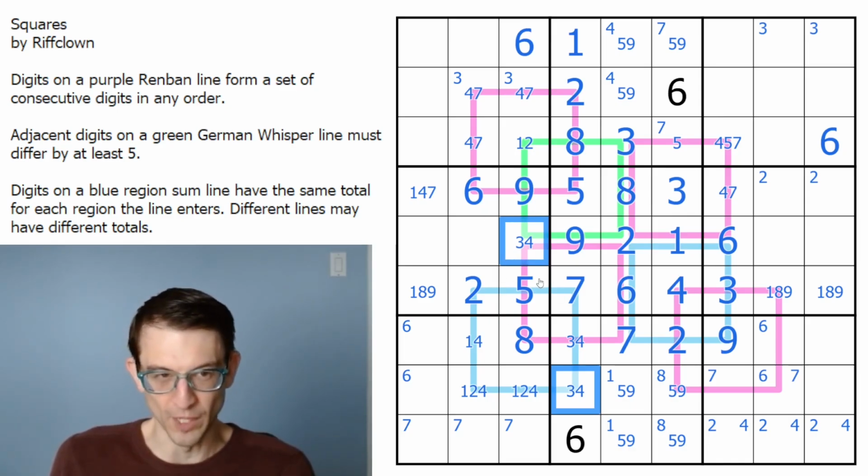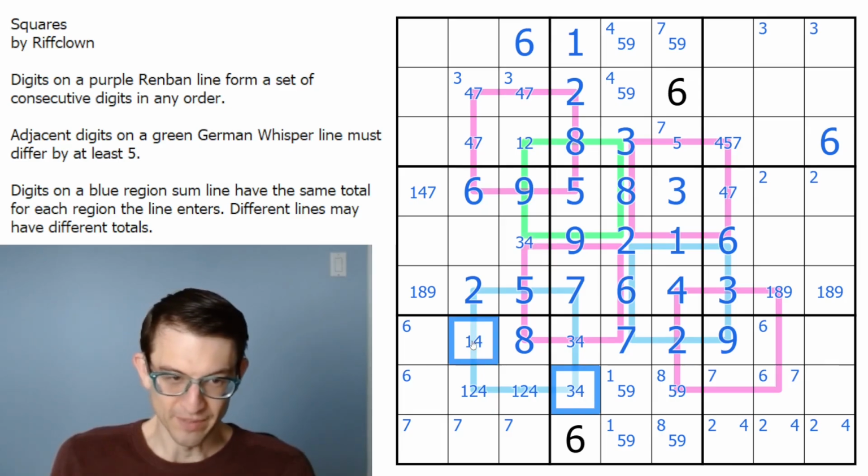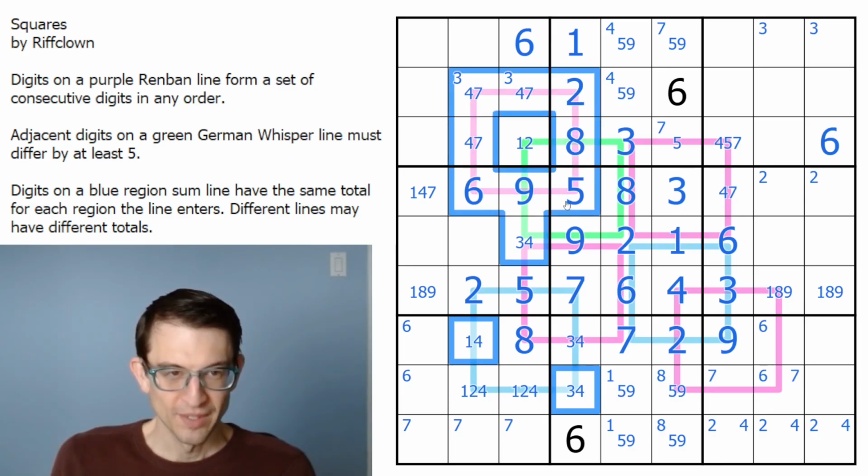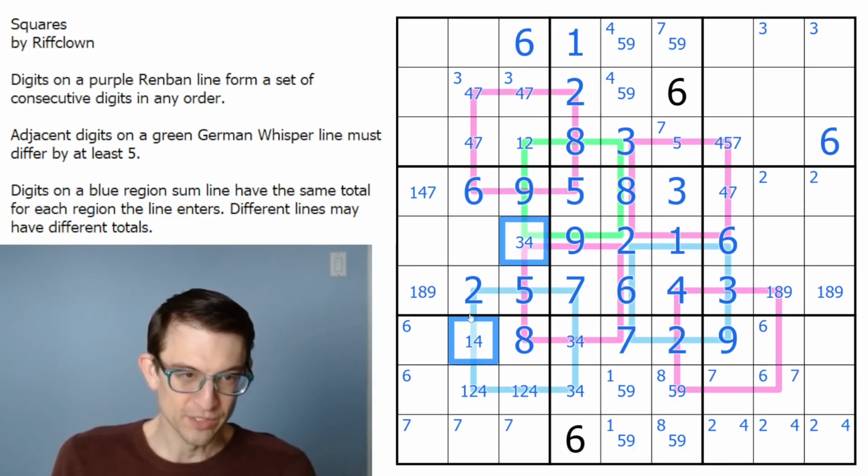So this can't be a 4. Why can't this be a 4? If this were a 4, where would 4 go in box 7? Well, this 4 would just mean that that's a 4 because it's a 1, 2, 4 triple. It wouldn't be in either of these spots. So this is a 4. And now if this were also a 4, then where does 4 go on this Renban? It can't go anywhere because these two 4s eliminate it from all the possible spots. So this can't be a 4.